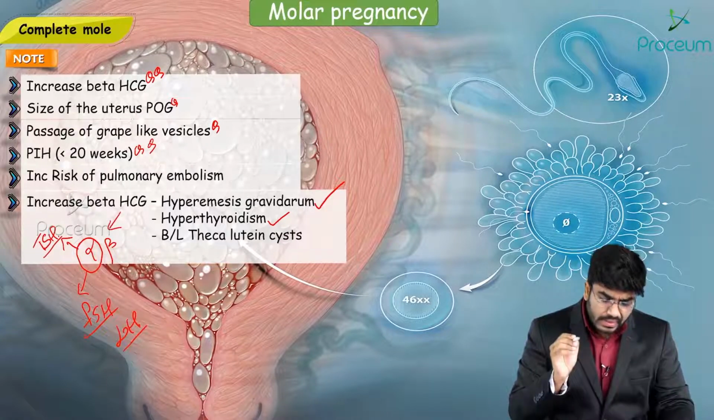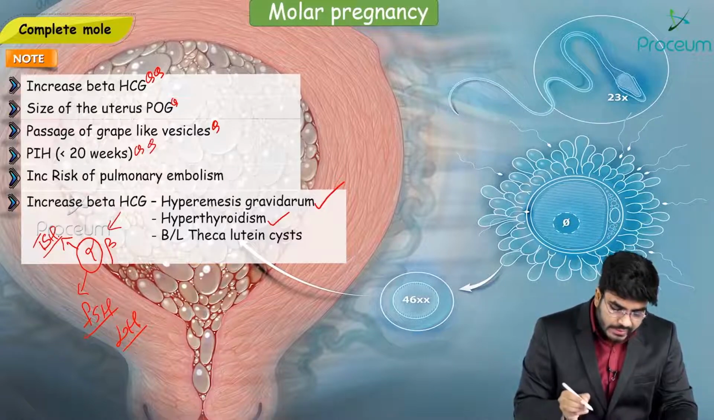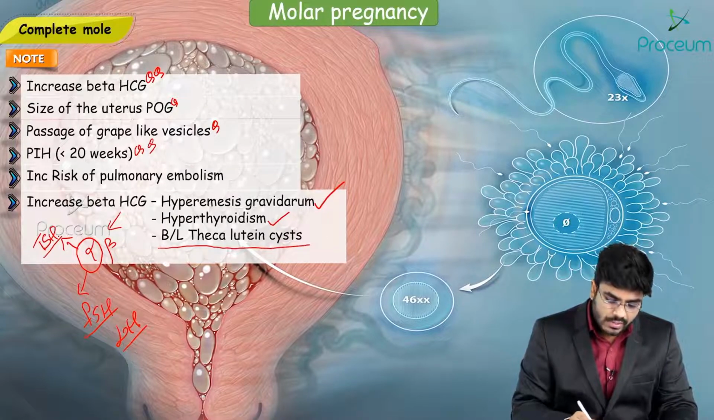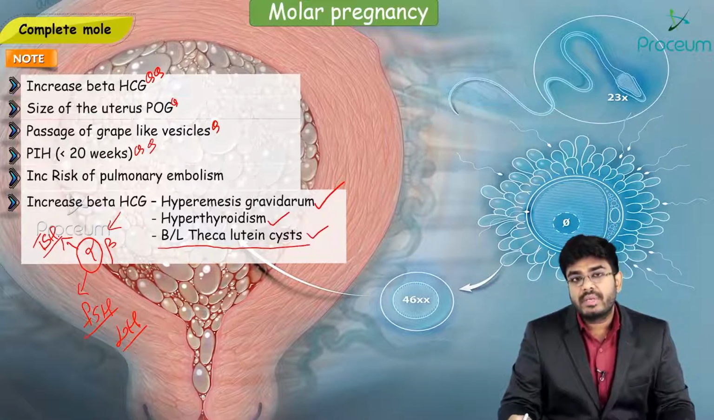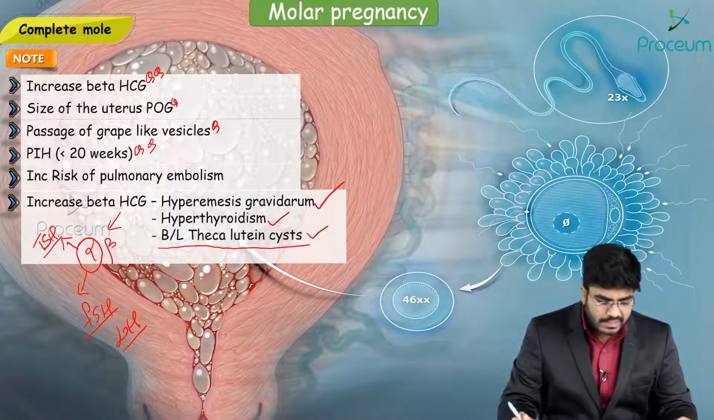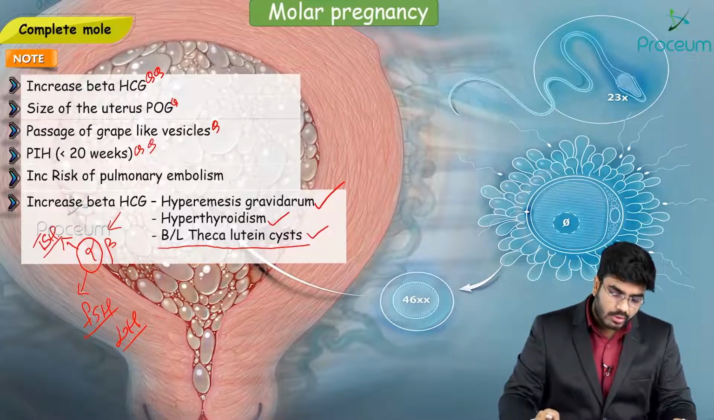This alpha subunit is also similar to FSH and LH. So it can act like FSH and LH on the ovaries and lead to bilateral theca lutein cysts. These bilateral theca lutein cysts can be seen in the complete mole, and very rarely in partial mole. So these are some important points about complete mole.